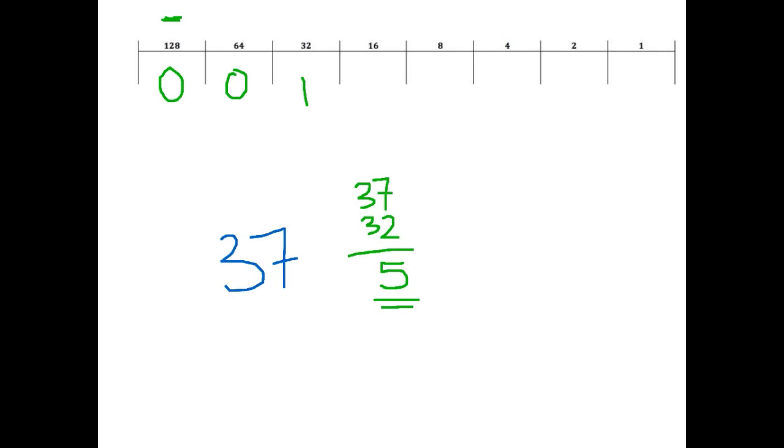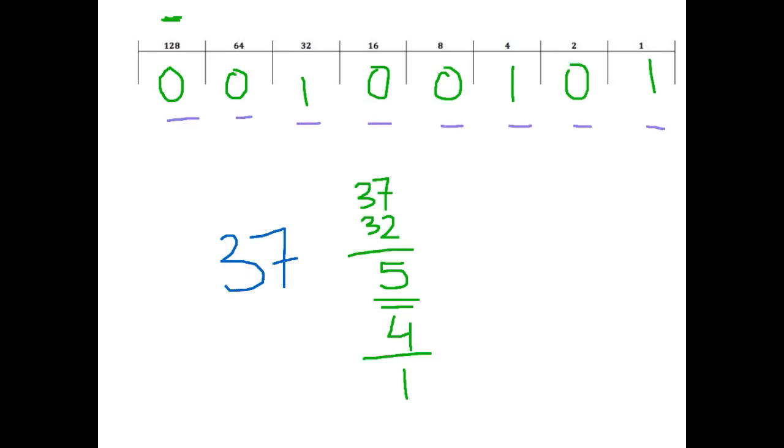So we start again. Does 16 fit into 5? No, it doesn't. Does 8 fit into 5? No, it doesn't. Does 4 fit into 5? Certainly does. Let's take 4 away from 5, and that leaves us with 1. Immediately I can see that 2 is not going to fit, but 1 does. So 37 as a binary number is 00100101.